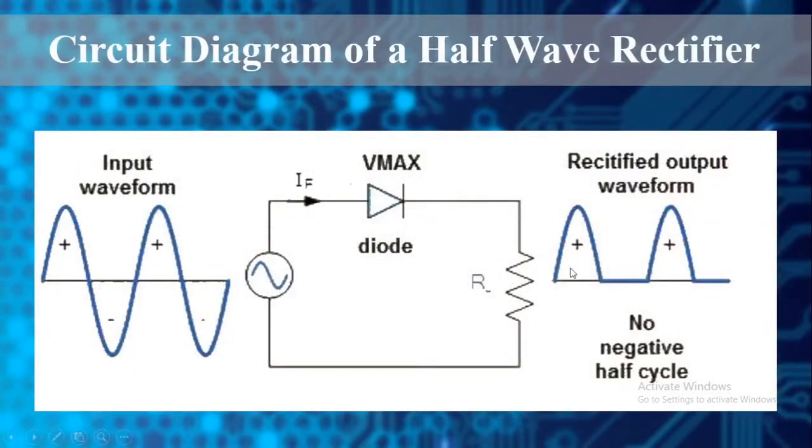Here, as you see, this is the circuit diagram of a half-wave rectifier. Here the input has been considered as an AC signal, and in the output we are supposed to get the rectified waveform. Here a diode has been used in this work.